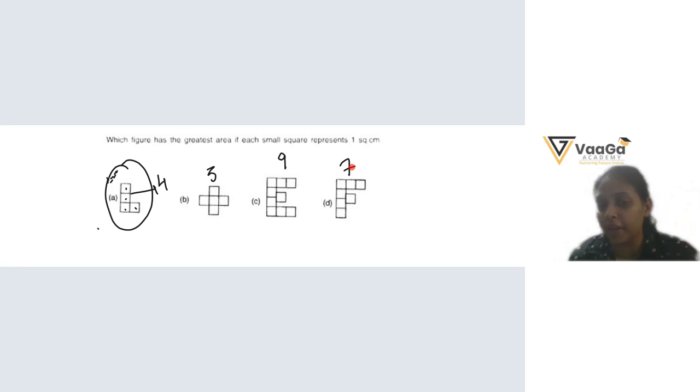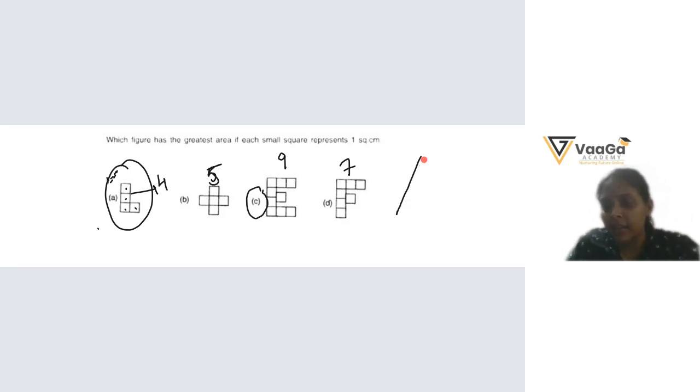So which one has the largest area? C. Very good, because C has the 9 squares. And what about the smallest? Which one has the smallest area? B. But B has 5 squares and this has 4 squares. So then it will be A. Very good.